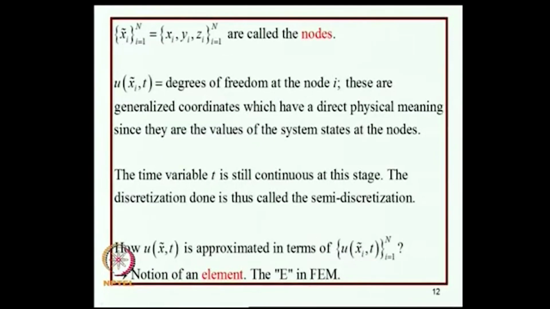Now, the points in the domain where the field variables are taken as unknowns are known as nodes. We also call the values of the field variable at these points the degrees of freedom at the node I. These are the generalized coordinates which typically have a direct physical meaning, because they are the values of the field variable at the nodes, and the field variable itself has a physical meaning in a given problem.